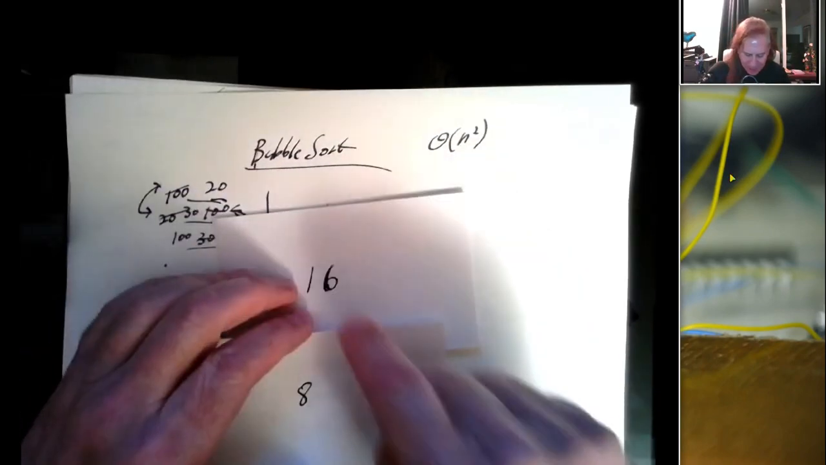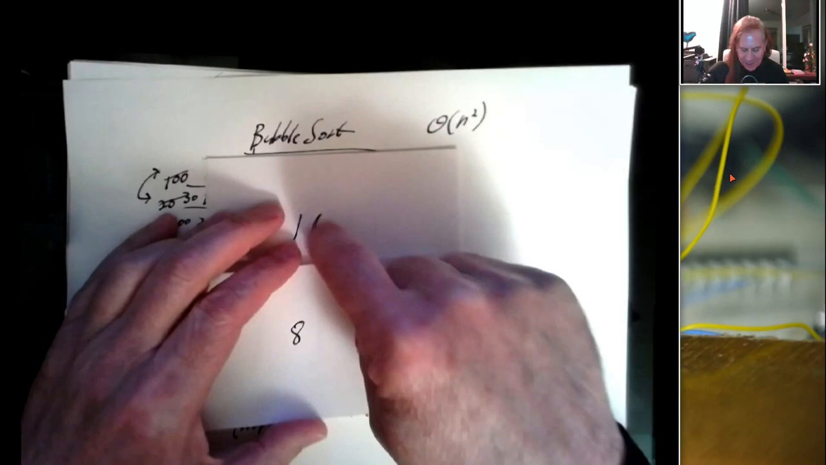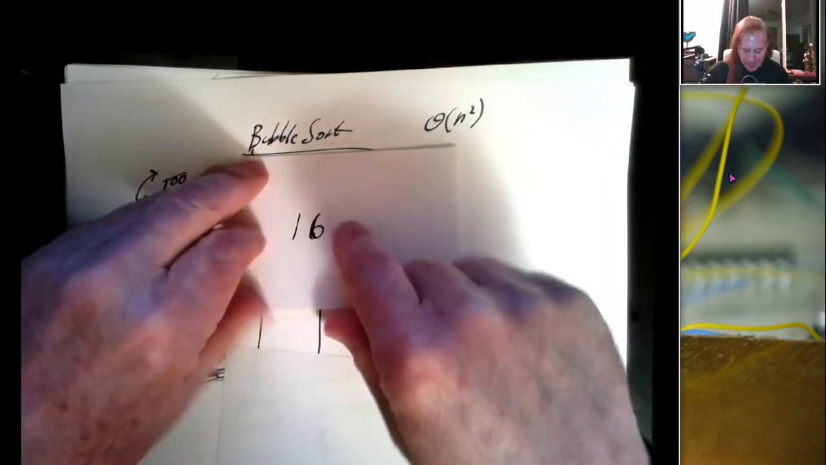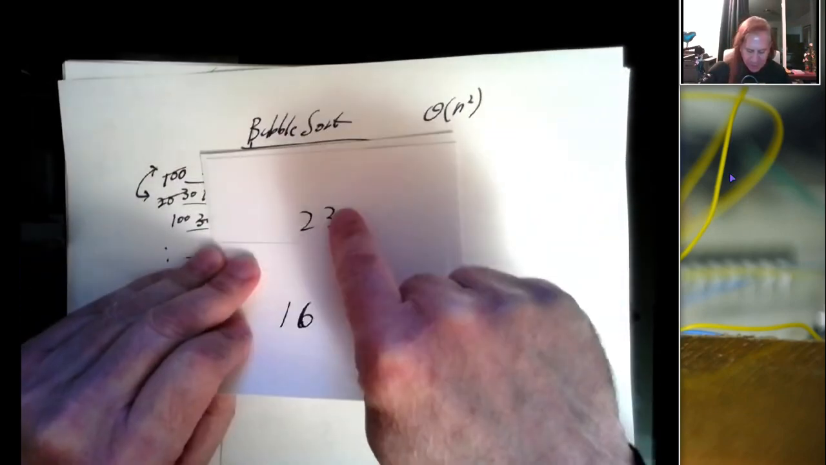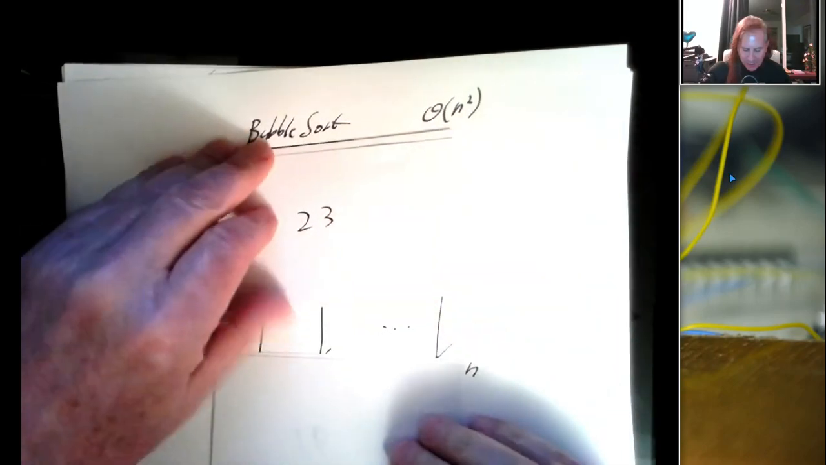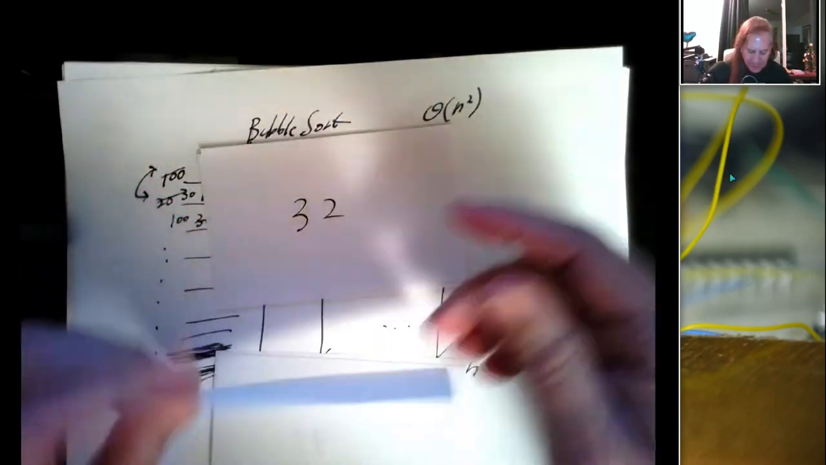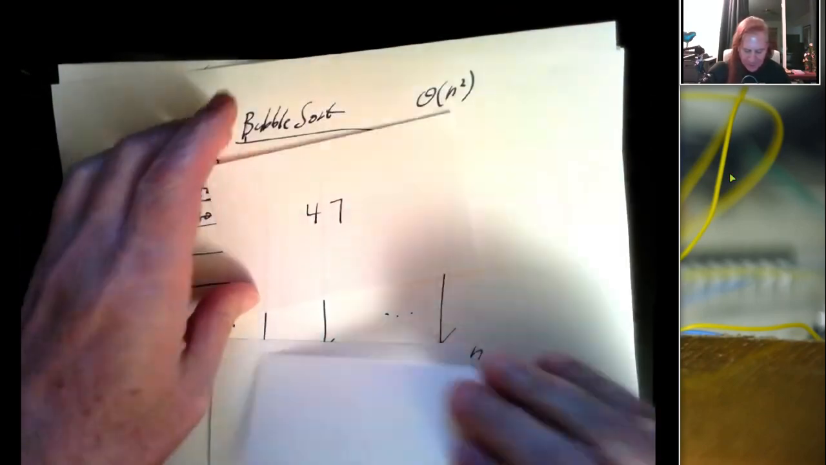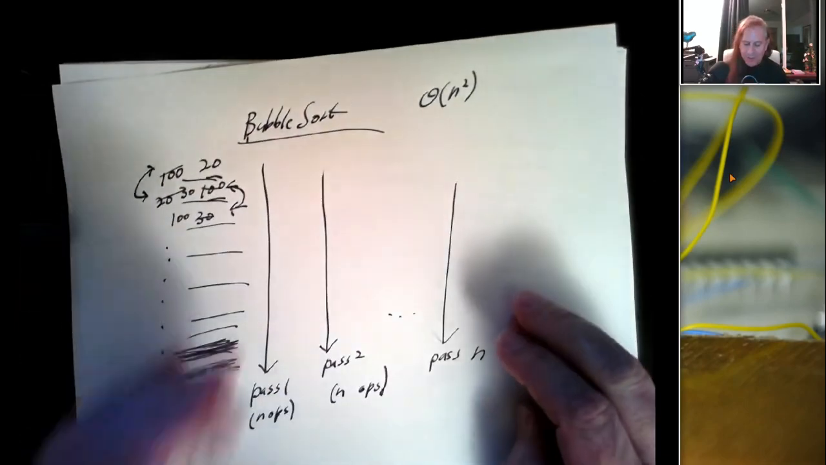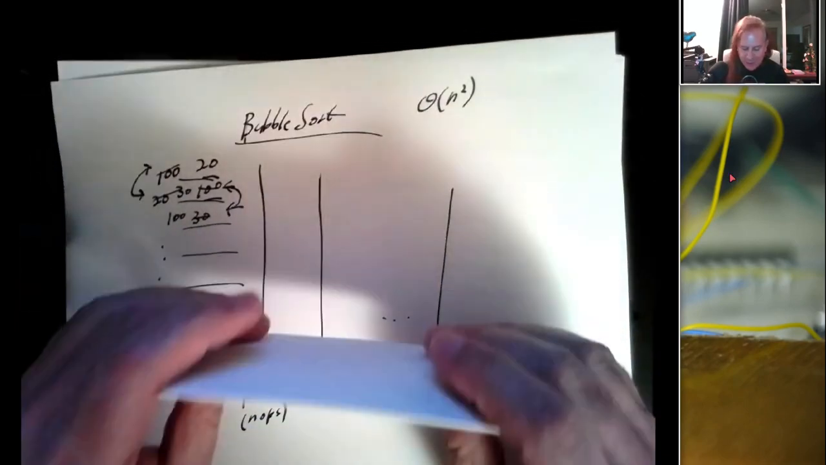Third pass, 8 and 16. Well, 16 is already bigger, so we don't swap. 16 and 23. 23 is already bigger, so we don't swap. 23 and 32 are correct. 32 and 47 are correct. So that was our third pass. We've got 3 numbers guaranteed.